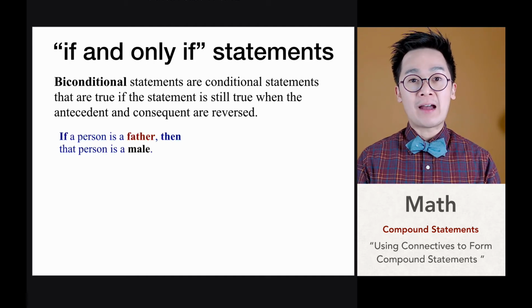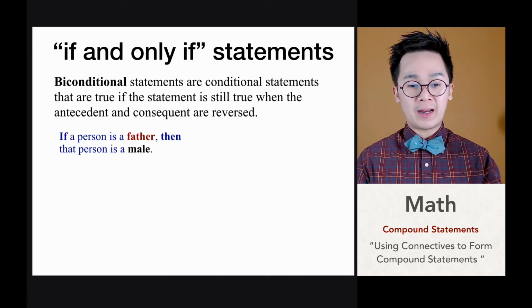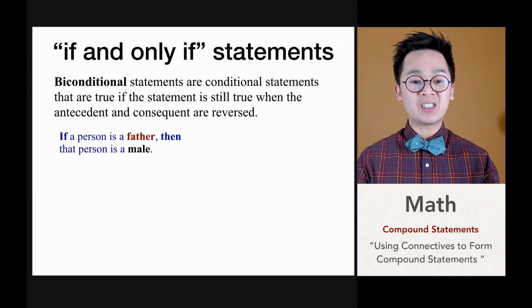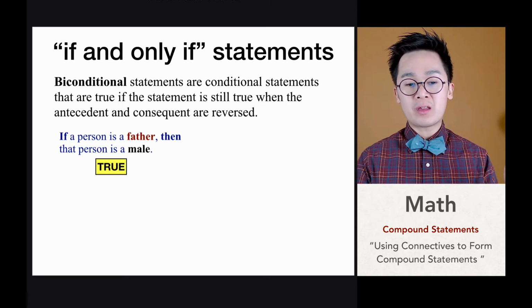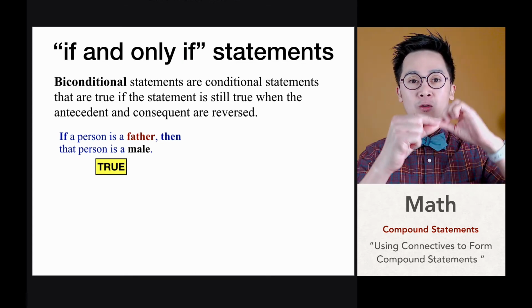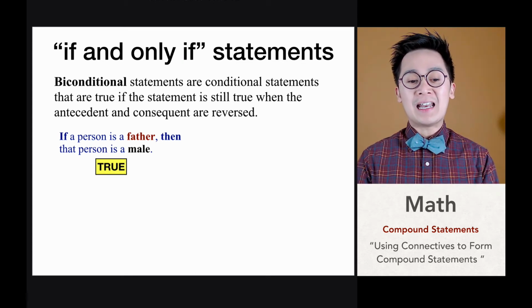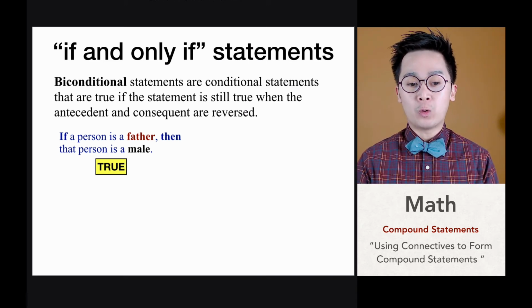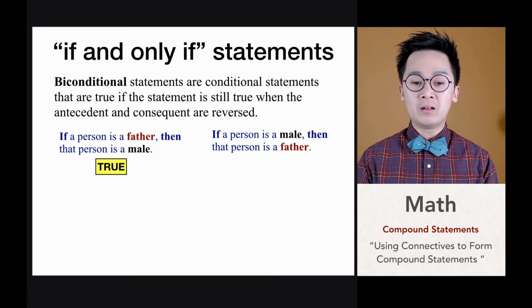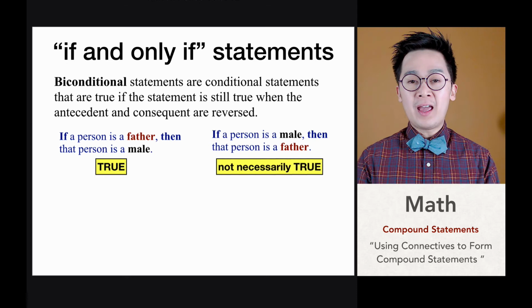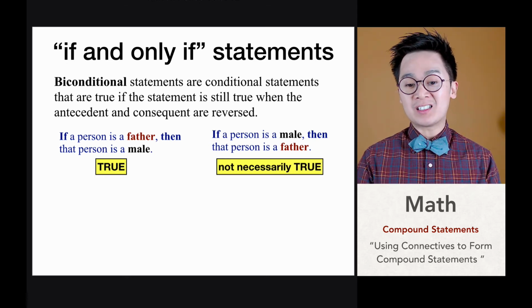So let's say we have a compound statement wherein the first statement is: if a person is a father, then the person is a male. Notice that the antecedent is "a person is a father," and the consequent is "a person is a male." We know that this one is a true statement, and let's say we interchange P and Q and see if this conditional statement will still hold true. When we reverse the statement, if a person is a male, then that person is a father, will not always be true, but not necessarily true.